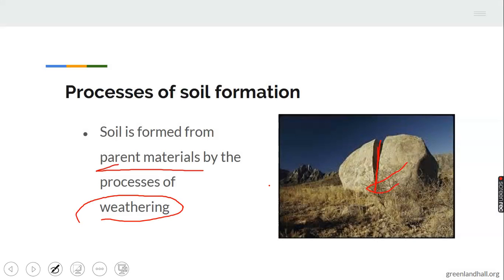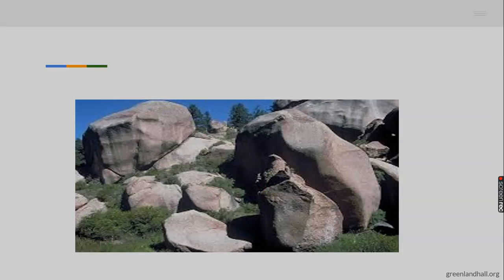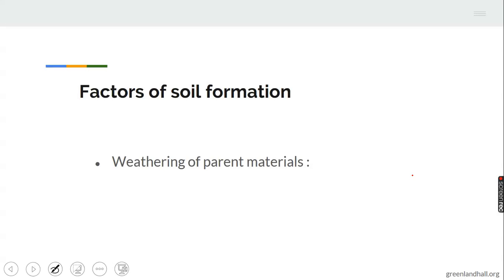Processes of weathering can lead to the formation of soil. This is the parent material. When weathering takes place, soil is then formed. Take note of the definition of weathering as the breaking down of rocks into smaller and finer particles. Factors of soil formation. We'll be treating weathering as a topic proper, but let's look at the factors of soil formation.